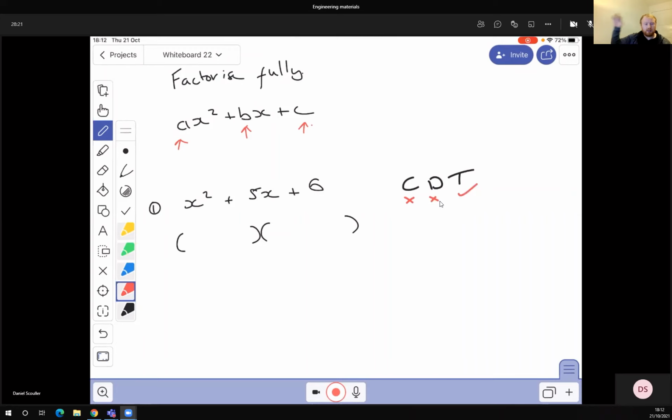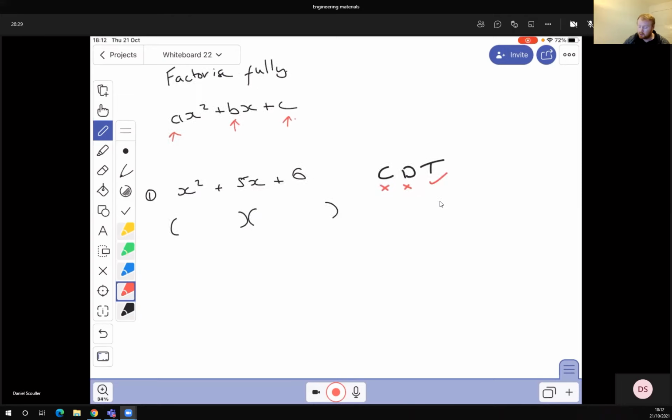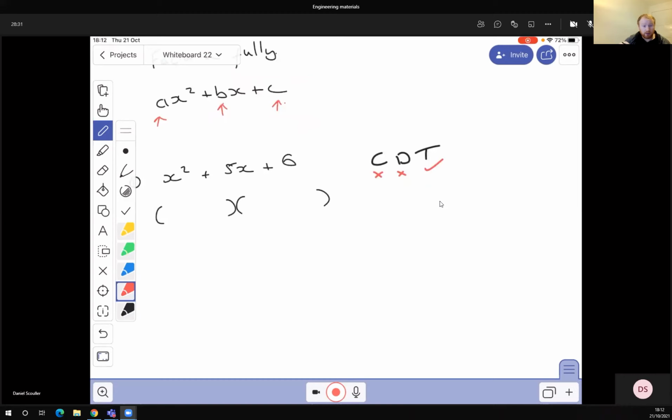Now, CDT seems pretty obvious in this instance, but stick with it because it will become useful in some examples. So it's a trinomial, and that's the only thing we're basing it on. We have no common factor and no difference of two squares. It's as simple as we need to start with.